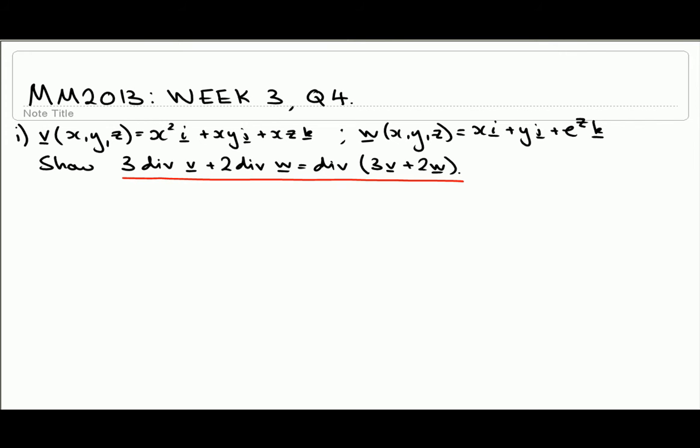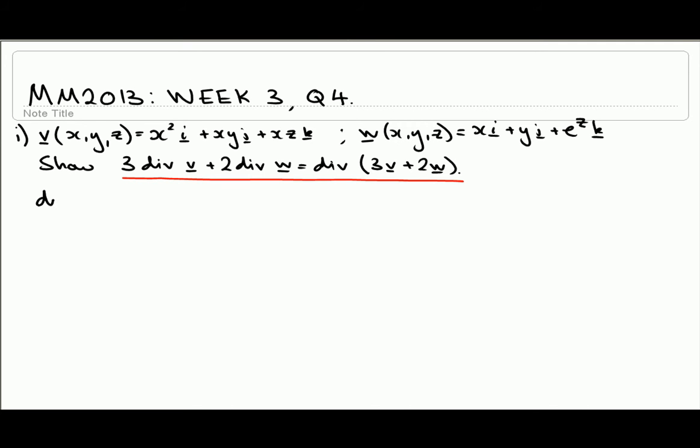We're going to look at question 4 from the week 3 tutorial questions. You're given two vector fields v and w, and you're asked to show that 3 div v plus 2 div w is equal to the divergence of 3v plus 2w. So the first thing we're going to do is calculate the divergence of v.